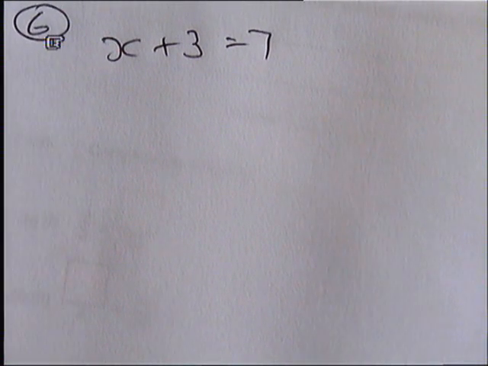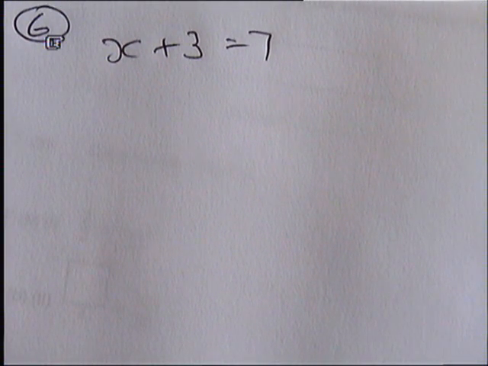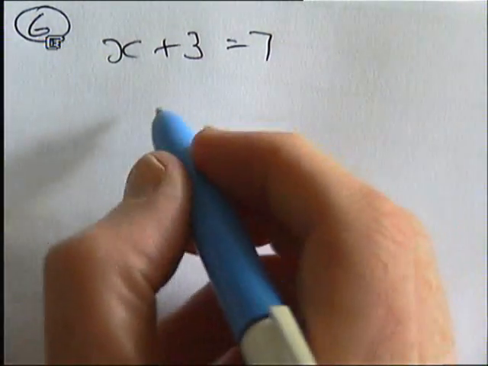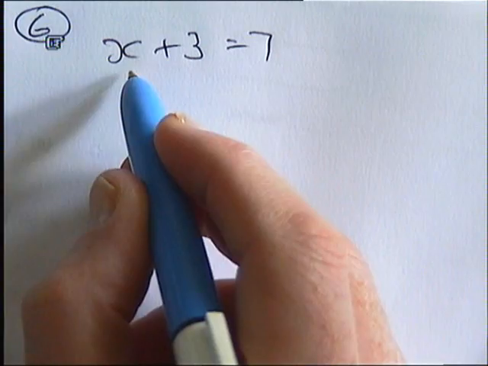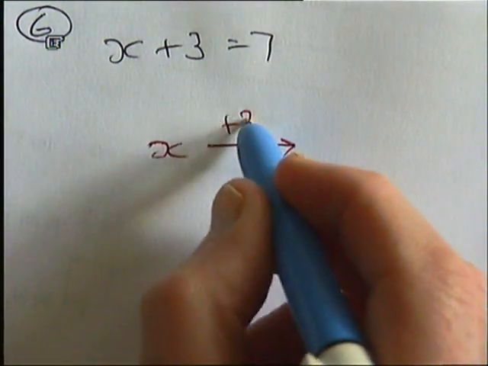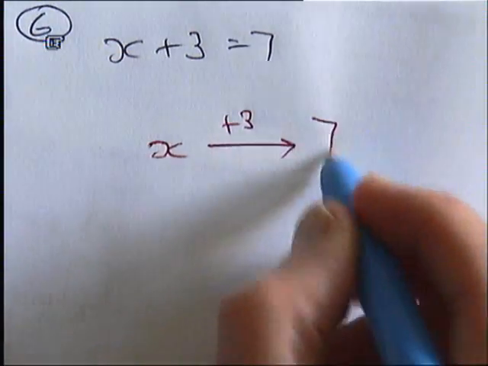In this question we have two equations. The first equation we have is x plus 3 equals 7. The best way to do this, if you can't just see the answer, is we're starting with an x, then we're doing something to the x, we're adding 3, which I'll put there, and we're getting an answer of 7.